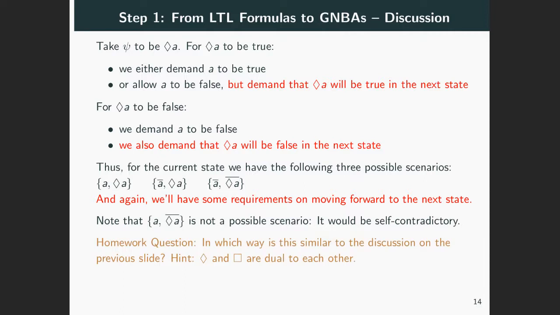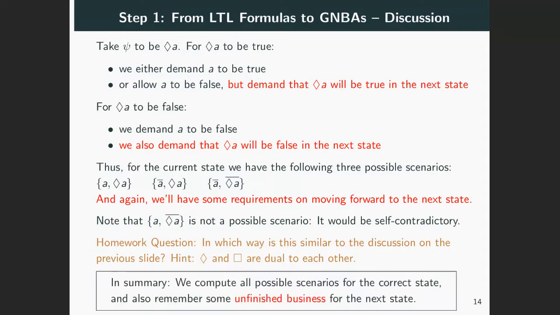By the way, you probably noticed some similarity between the analysis we made for eventually A and that for always A from the previous example. As homework, please think about how these two are similar. Okay, you probably start to see the pattern of what we are doing here. We compute all possible scenarios for the current state and also note some things to be postponed to the next state, things that we can call unfinished business.